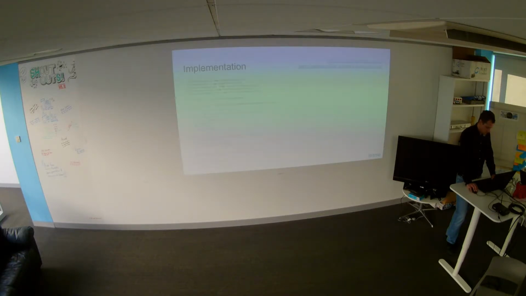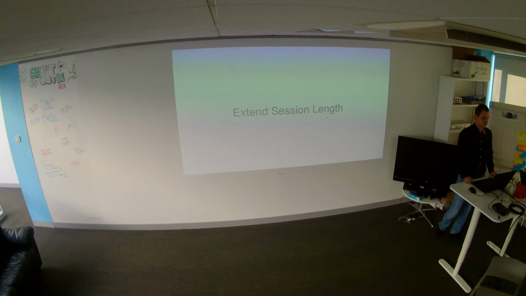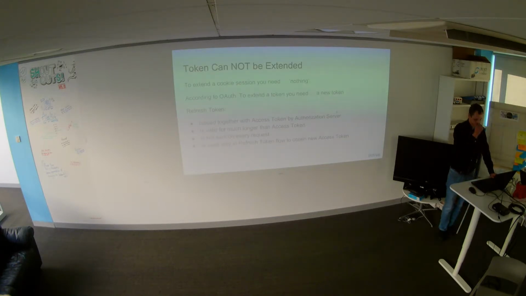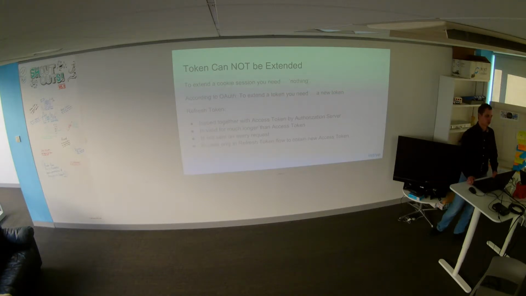Okay, enough of code. The major problem that we have: how to extend the length of a session. For a session, trivial, it's done for us. For a token, calling to OAuth, you need a new access token. You cannot just extend it like that. The information for JWT tokens is already in the token. For other types of tokens, it's usually associated with a token, but not, let's say, public.